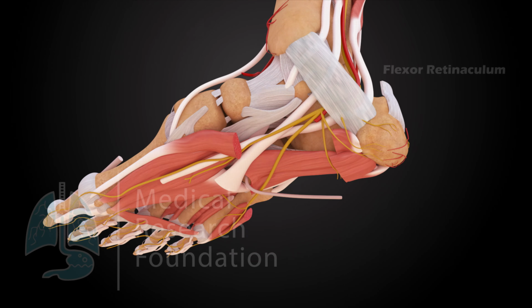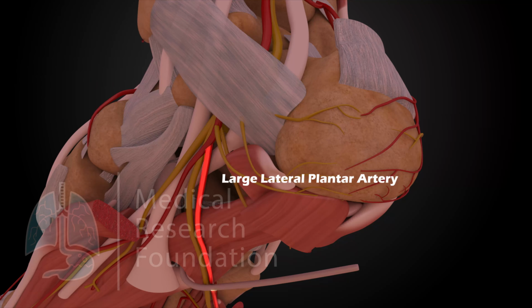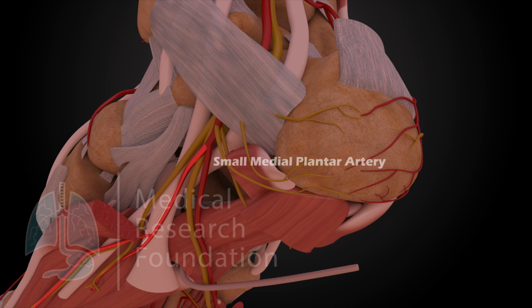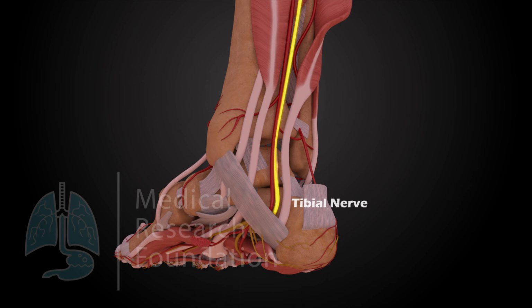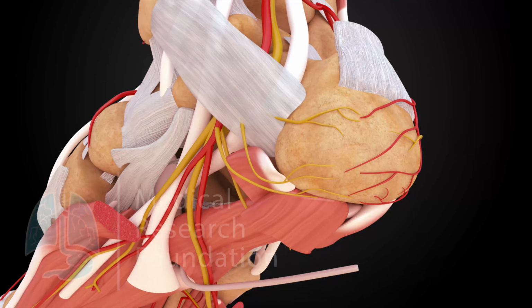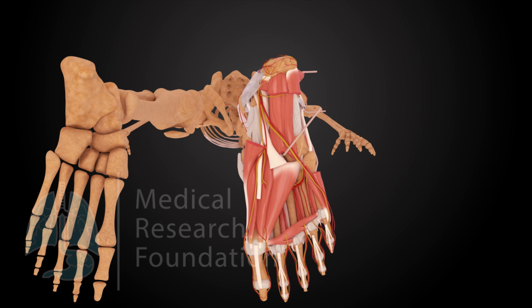It terminates deep to the flexor retinaculum by dividing into a large lateral plantar artery and a small medial plantar artery. Throughout its course, it is accompanied by the tibial nerve, which crosses the artery from the medial to lateral side.